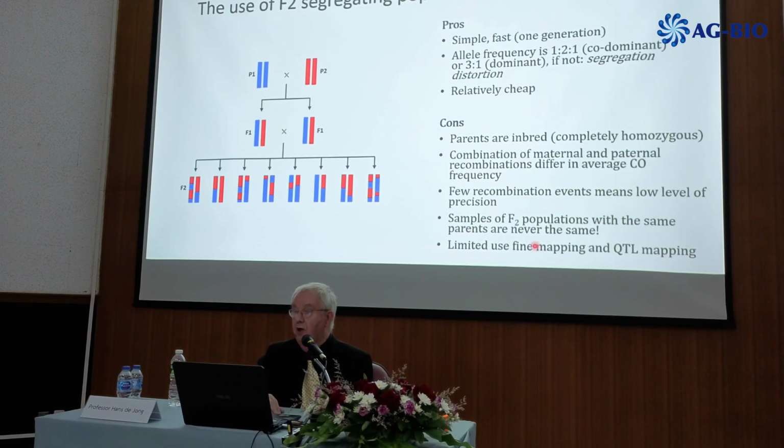So you make an F2 population and you give it to a friend in another place and say, please use that also for making a linkage map. You always end up with a slightly, or a bit more than slightly, different genetic map. And this kind of F2 segregation is limited in use for fine mapping and QTL mapping.